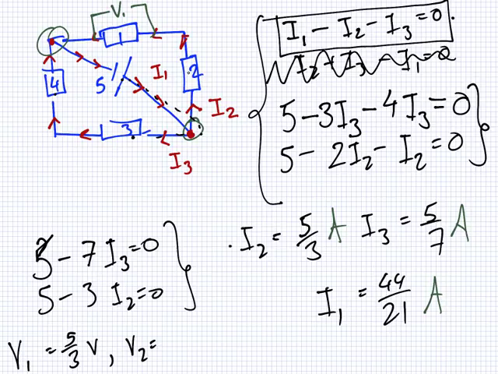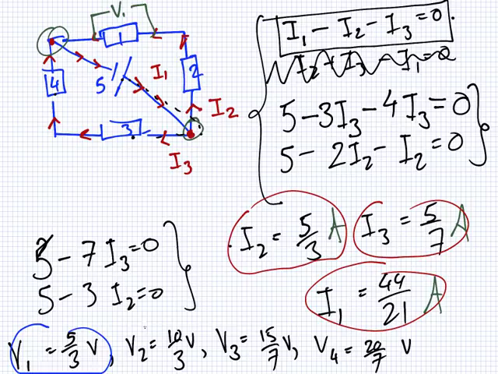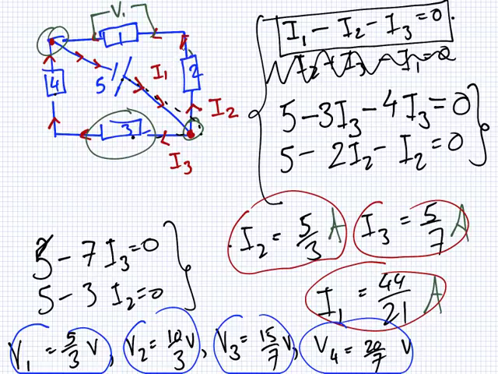V3 will be I3 times 3, which will be 15 over 7 volts. And finally, V4 will be 4 times I3, which is 20 over 7 volts. So I have found my three currents and my four voltages, and I already know the four resistors. So I have absolutely everything I need about this circuit.